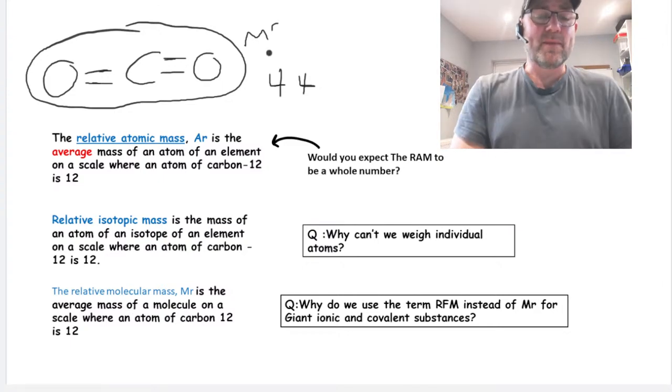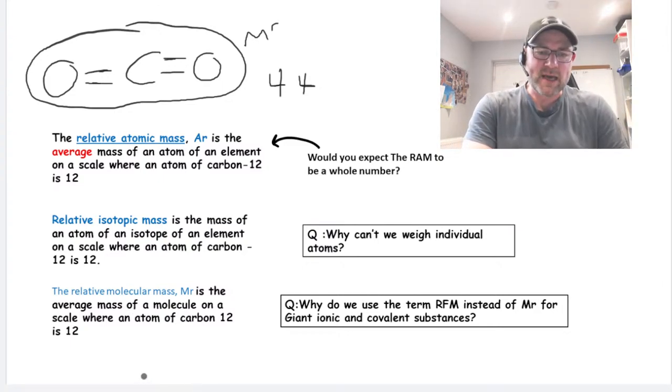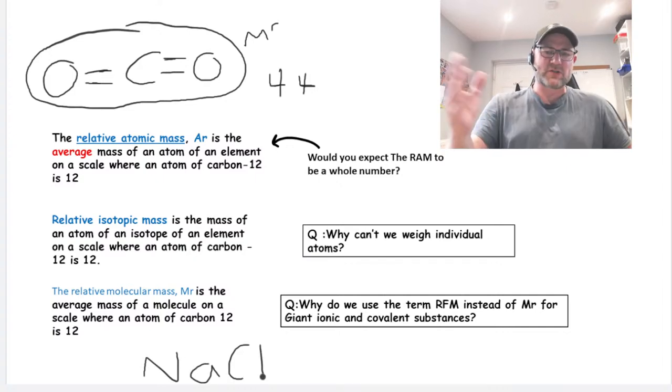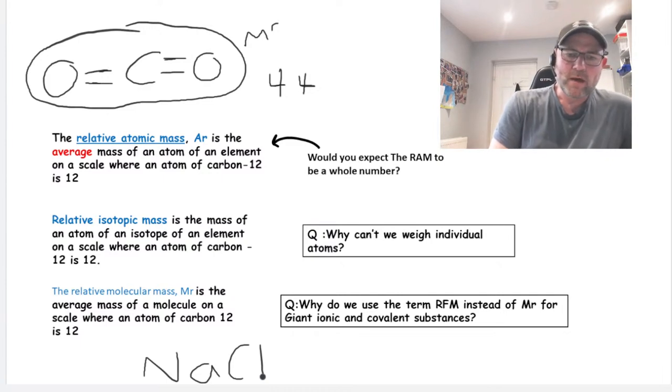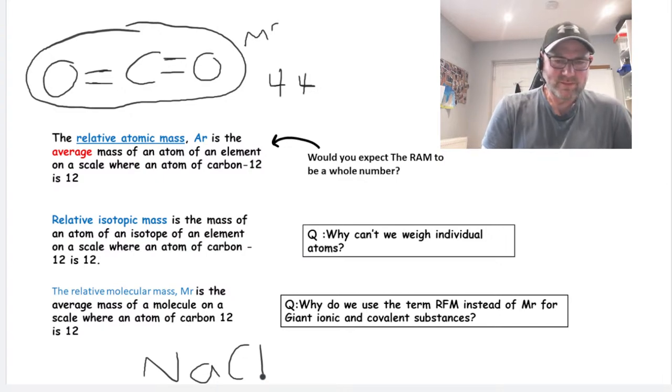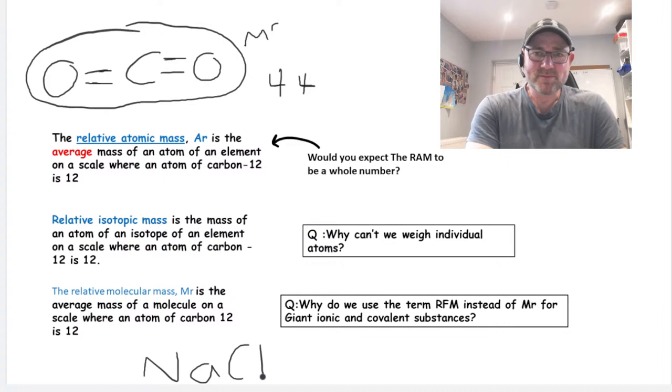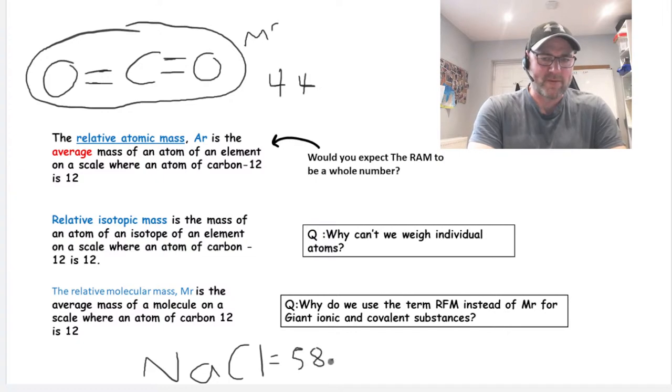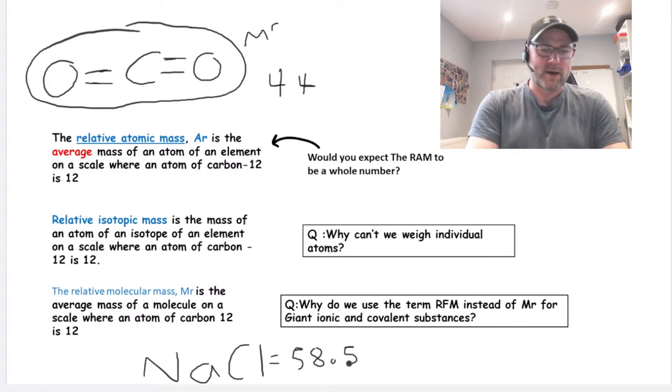Nice one. Brilliant. Now, if I said to you, what's the MR of sodium chloride, which I've just written down there, what would that be? Who can tell me the MR of sodium chloride? Sodium's 23, chlorine is 35.5. So together, it's going to equal 58.5. Nice one, Lois.